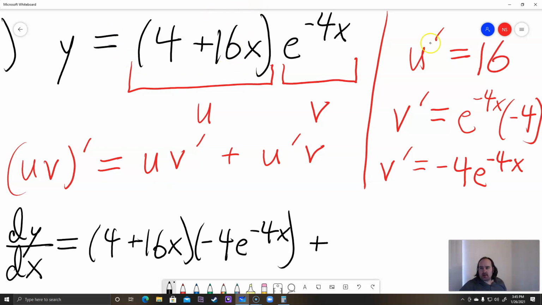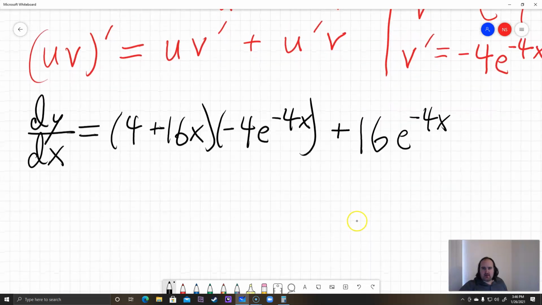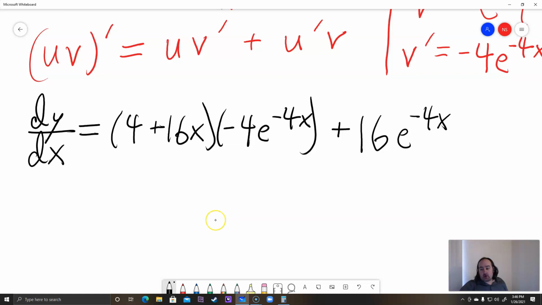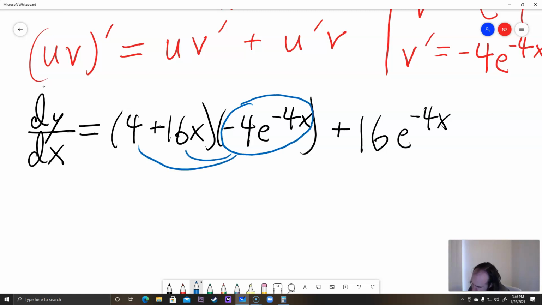So that's going to be plus 16 times e to the negative 4x, because u prime is 16, and then v is e to the negative 4x. Okay, so we've got our derivative down here. And then, of course, you want to simplify it now. And here you do want to distribute. So we're going to go ahead and distribute the negative 4 e to the negative 4x to each of these terms.